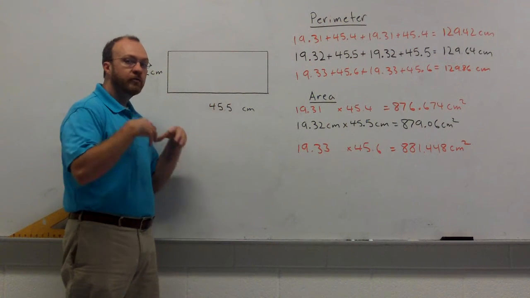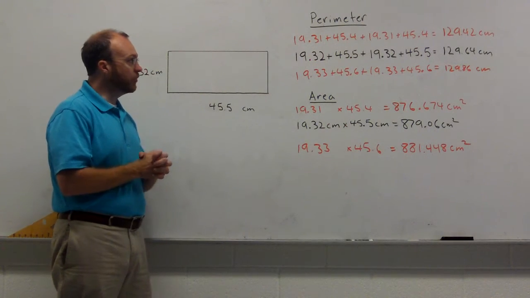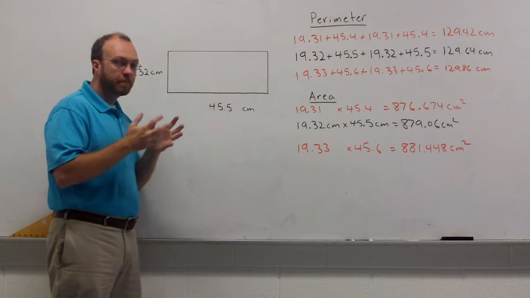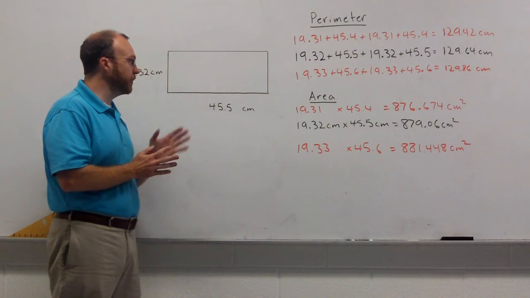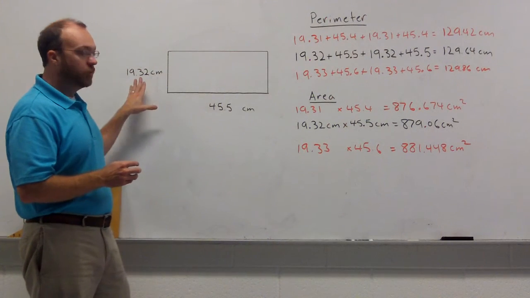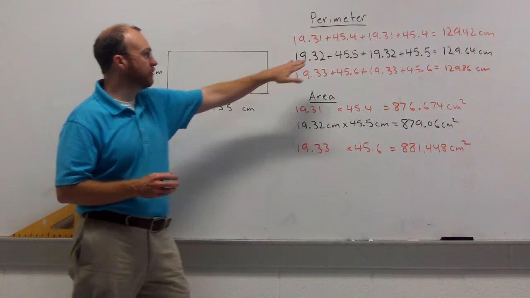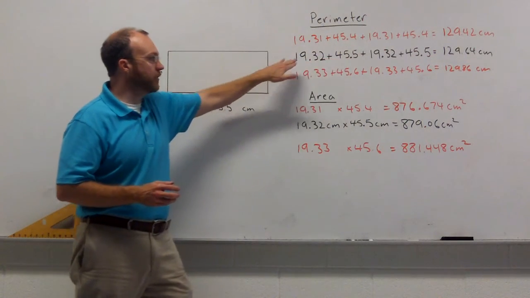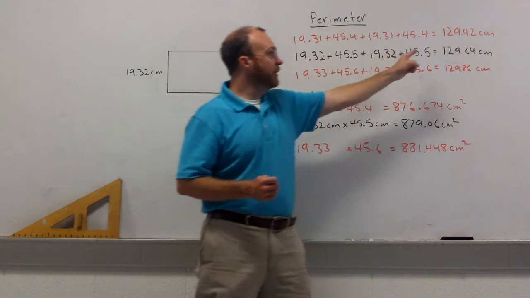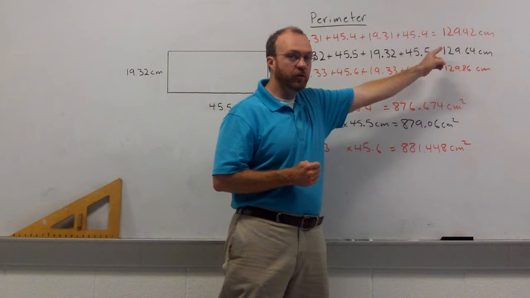Now, to give you an example of a calculation using those numbers, I'm going to find the perimeter. Now, you know from basic geometry that we can find the perimeter by adding up all the sides. So if we look at that, we could do 19.32 plus 45.5 plus another 19.32 plus another 45.5, and we would find that the perimeter is 129.64 centimeters.